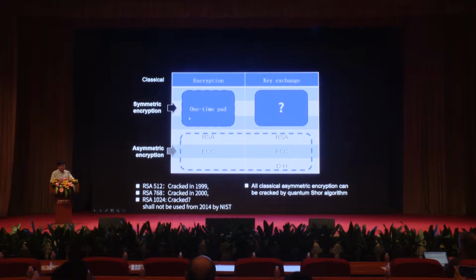Classically, we know that RSA 512 was cracked in 1999 and 768 was cracked in 2000. 1024 has so far not been announced as cracked, but in 2011 NIST already claimed that it should not be used from the end of 2013. And since 2015, they suggest using 3072 for top secret. We also know that classical encryption can be cracked by quantum Shor's algorithm.